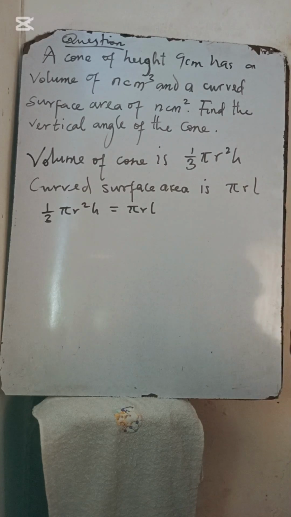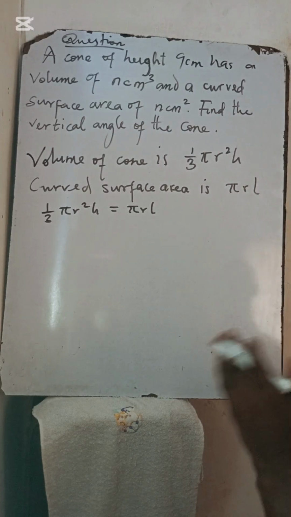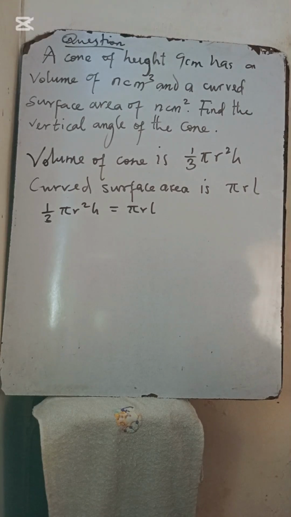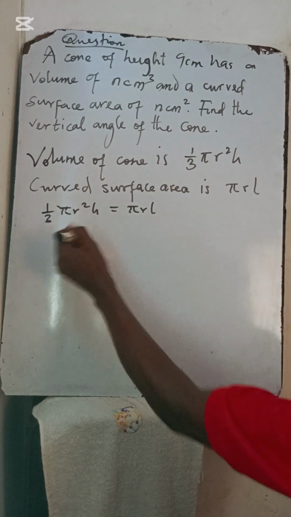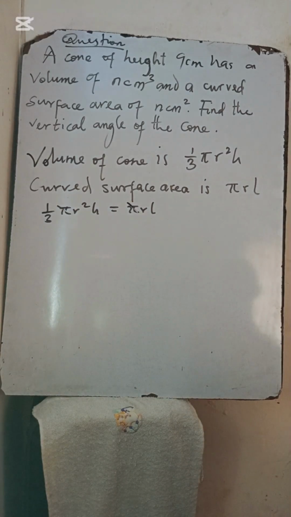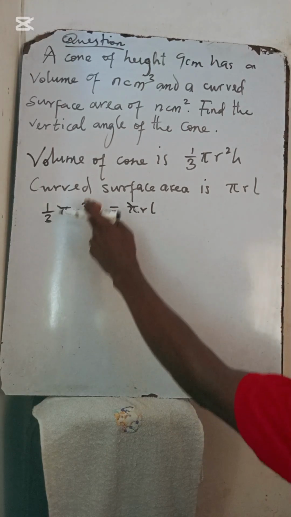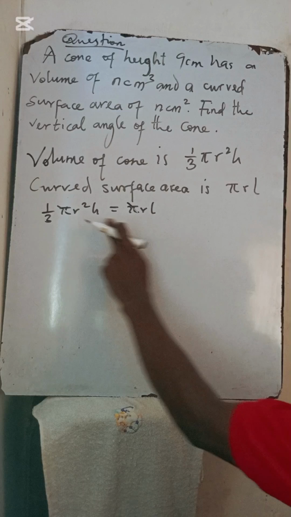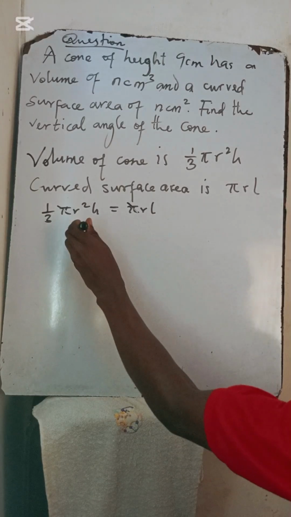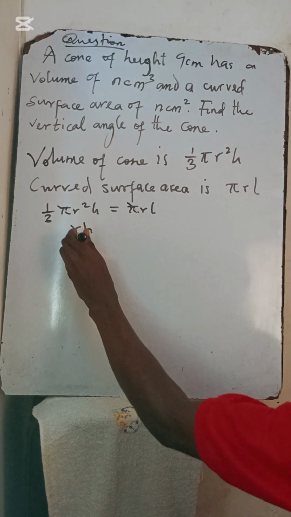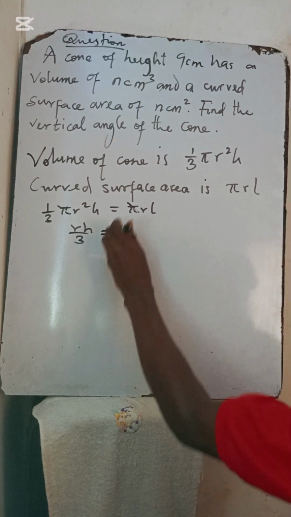To simplify this, if we divide both sides by pi, we will not have pi here. And we also divide both sides by r. r squared at this side becomes just r, so it reduces to r h over 3 is equal to L.